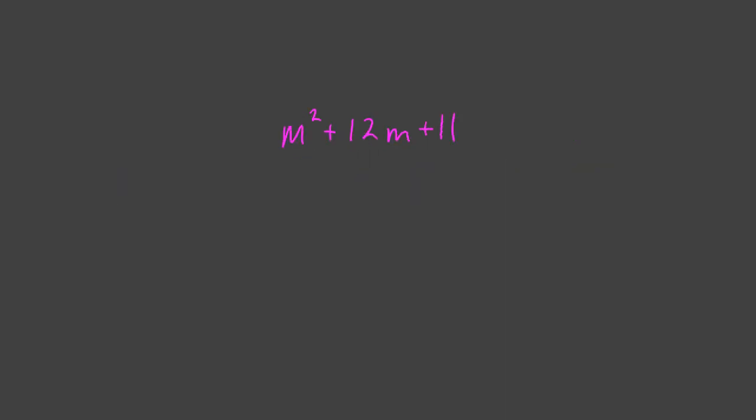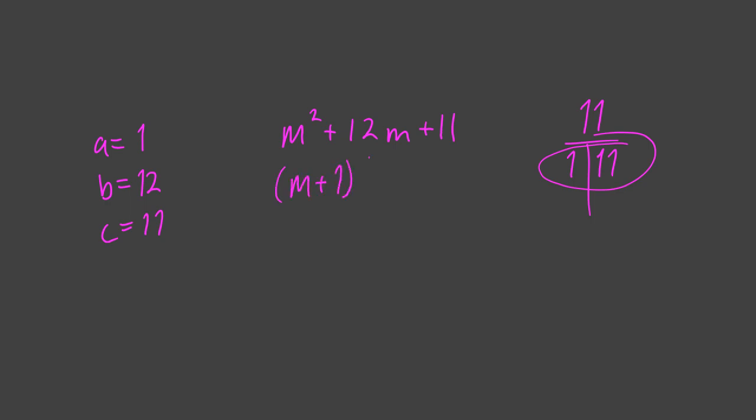Our next quadratic is in terms of m. We have a equals 1, b equals 12, and c equals 11. So again, we're looking for factors of c that add up to b. And the factors of c in this case are just going to be 1 and 11, because 11 is prime. That's our only factor pair, and the positive of both of those two would add up to positive 12. So we have m plus 1, m plus 11 would be our factors.